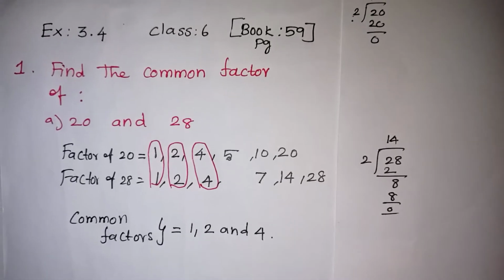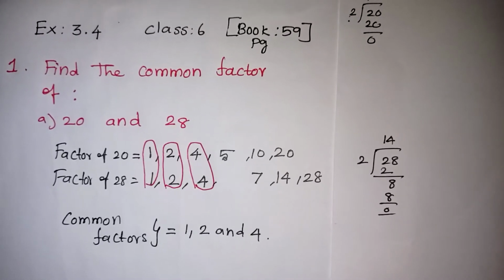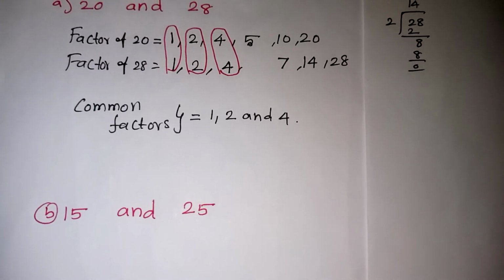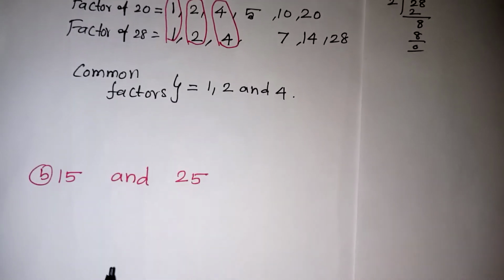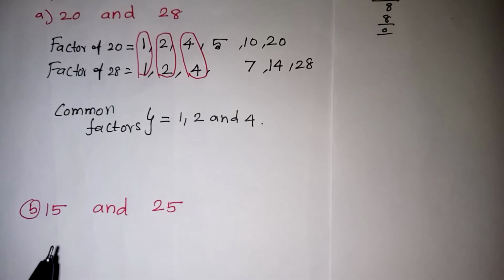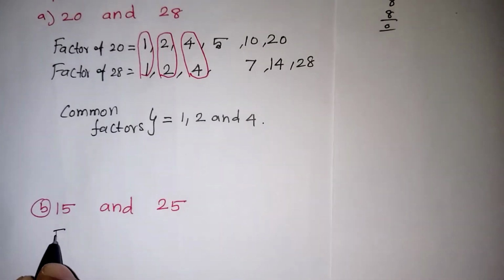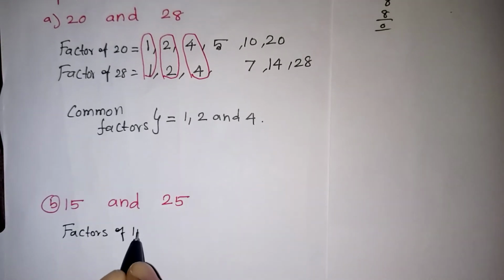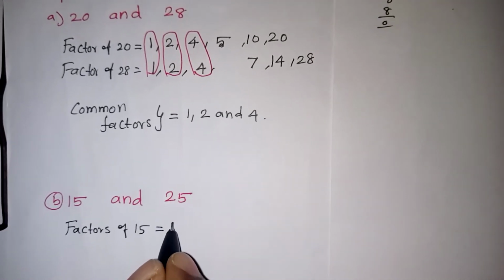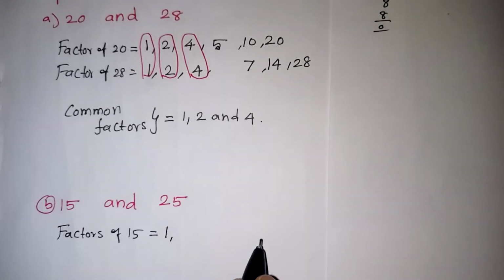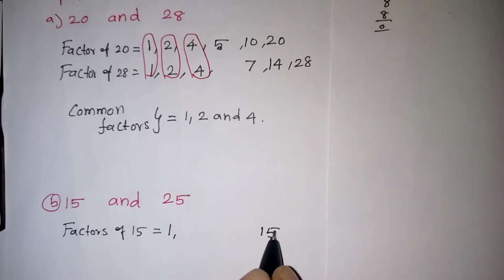We'll move on to one more problem for better understanding. Our question is the common factors of 15 and 25. First let us write the factors of 15. 15 will come in the 1 table definitely. 1 into what number will give you 15? 1 fifteens are 15. Write the 15 here.